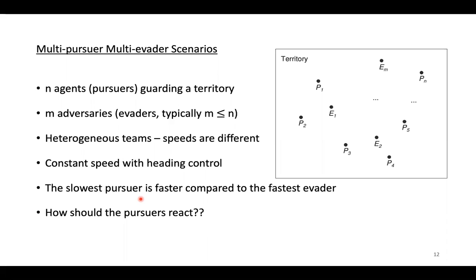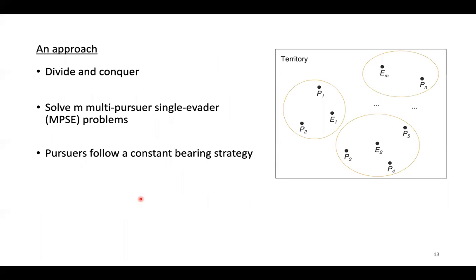If you write this associated Hamilton-Jacobi-Bellman equation for this scenario, there is no hope for you to obtain a solution. One approach is essentially looking at the idea of divide and conquer. Instead of solving a big n-pursuer m-evader game, solve m multi-pursuer single evader games. In this situation, you can actually allocate pursuers to evaders by some metric and try to solve these individual games.